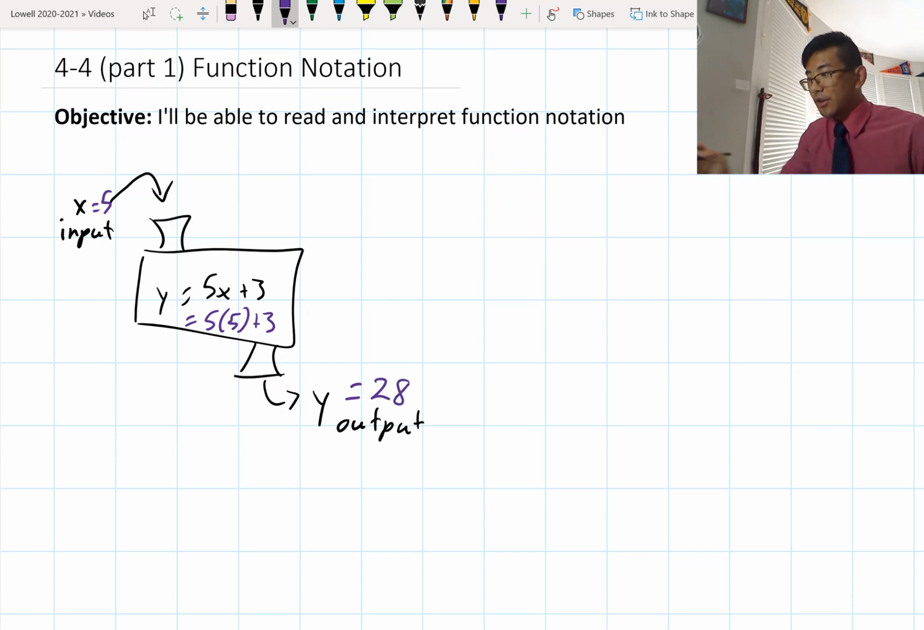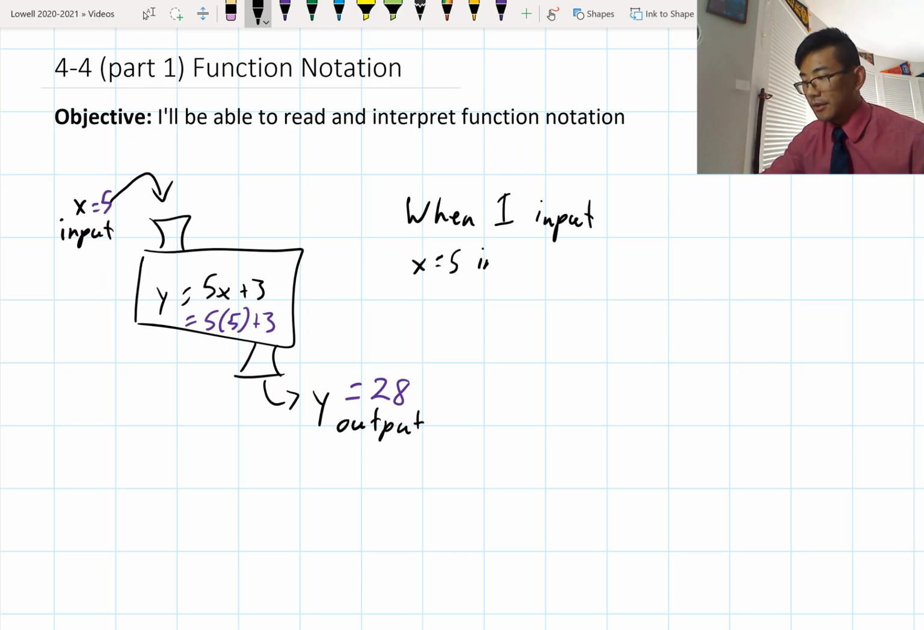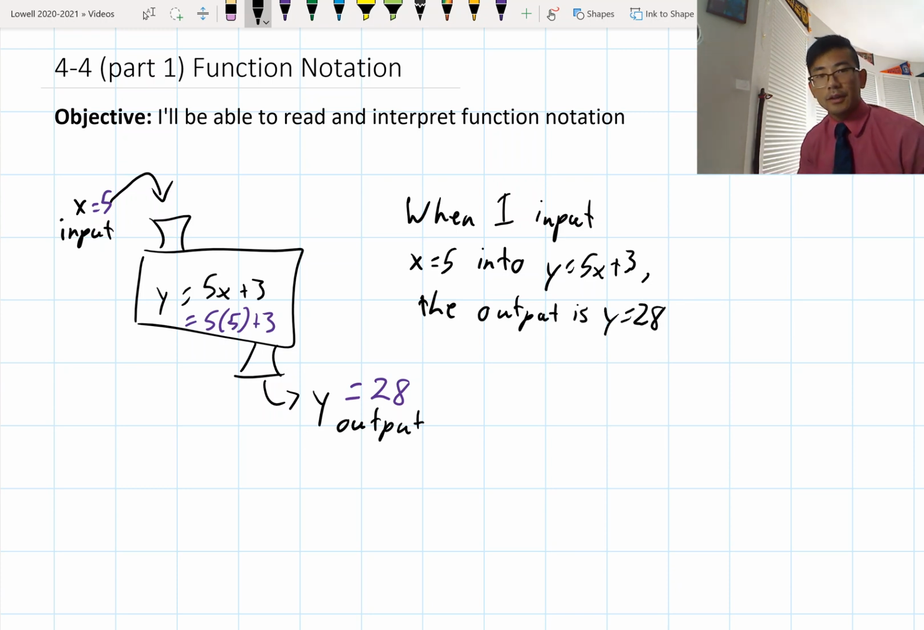And so here's how you would say that then. You're kind of explaining everything that we just did. I would say when I input x equals 5 into y equals 5x plus 3, the output is y equals 28. It's a very long sentence to say. Here's how we say it faster, right?